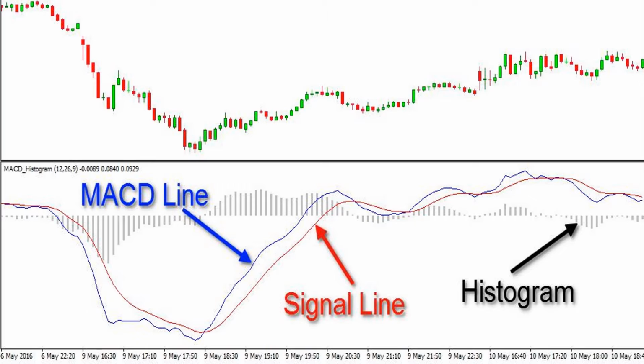The signal line is the 9-period exponential moving average of the MACD line. So it's the average of the last 9 periods of the faster MACD line. And it plots it out as our slower moving average. This smooths out the original line, giving us a more accurate line to help us enter and exit trades. And you have the MACD histogram, which is shown as the bar charts on the screen, and it is simply the MACD line minus the signal line.